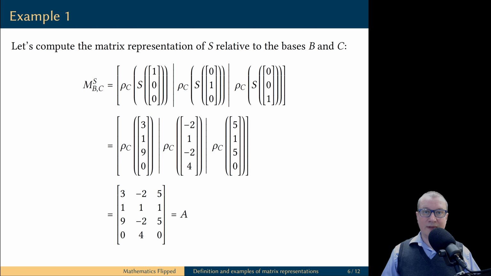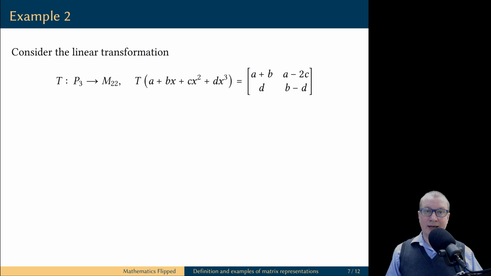But now notice that this matrix representation is the same matrix A that we would have obtained if we followed the procedure described at the very beginning of this video. These matrices turn out to be the same because we chose the bases B and C to consist of standard unit vectors. So this new definition of the matrix representation is a generalization of our previous understanding of what this matrix might be. And now, let's work out a new non-trivial example.